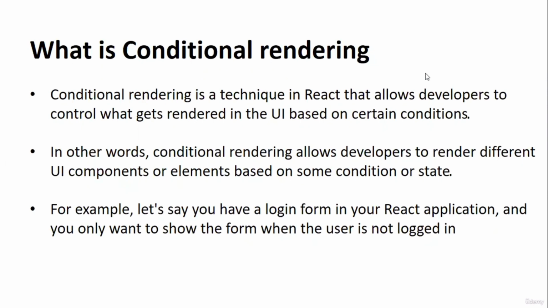Hello everyone. So in this lecture, we are going to discuss what conditional rendering in React is. First of all, whenever we have to hide some data or show some data on the basis of some other values, then we use conditional rendering. Conditional rendering is a technique in React that allows the developer to control what gets rendered in the UI based on certain conditions. In other words, conditional rendering allows the developer to render different UI components or elements based on some conditions or states, right?